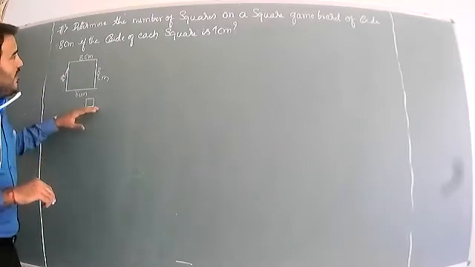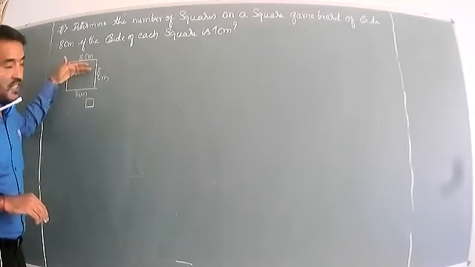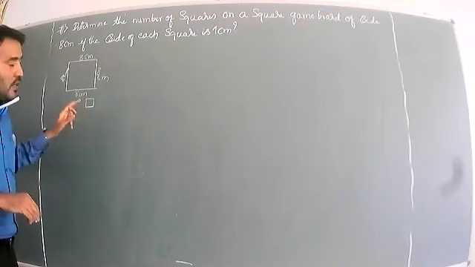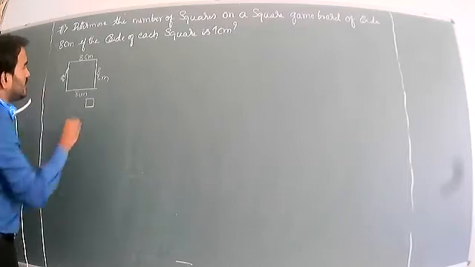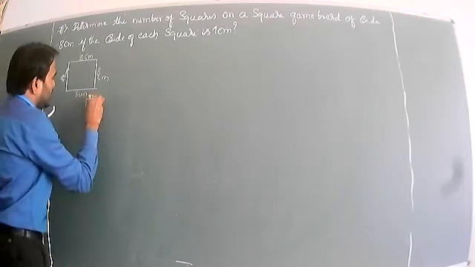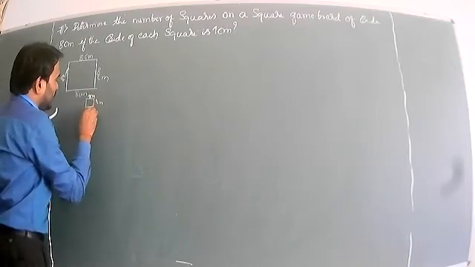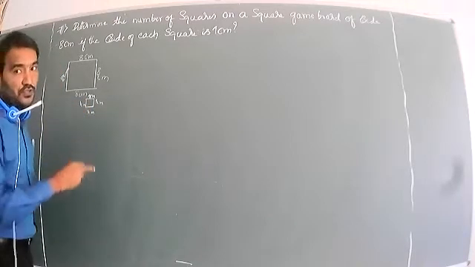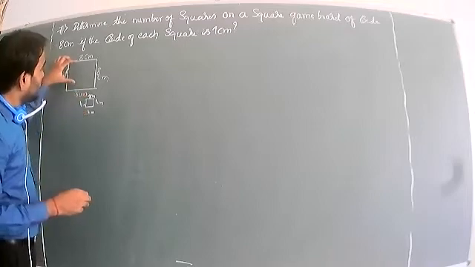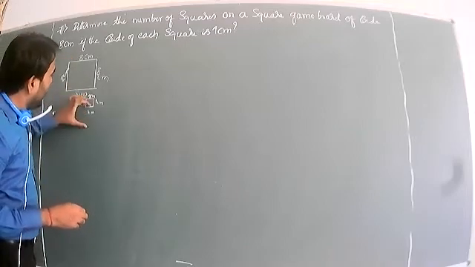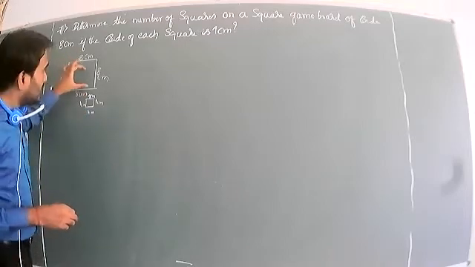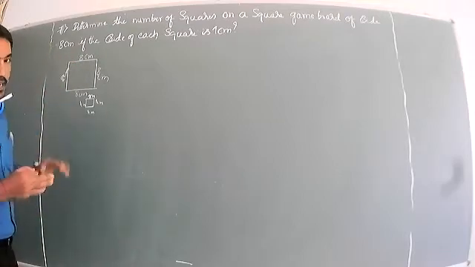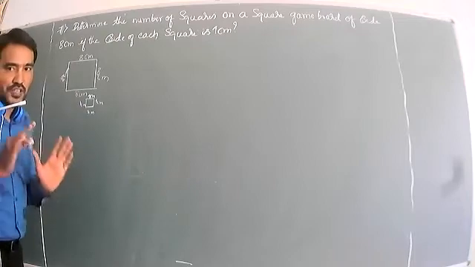Then how many squares have to be filled in this game board? So one square centimeter. Here one small square is there, each 1 centimeter. This is a square game board. We have to fill some of the squares in the game board. So how many squares are required in this game board? That is the question.